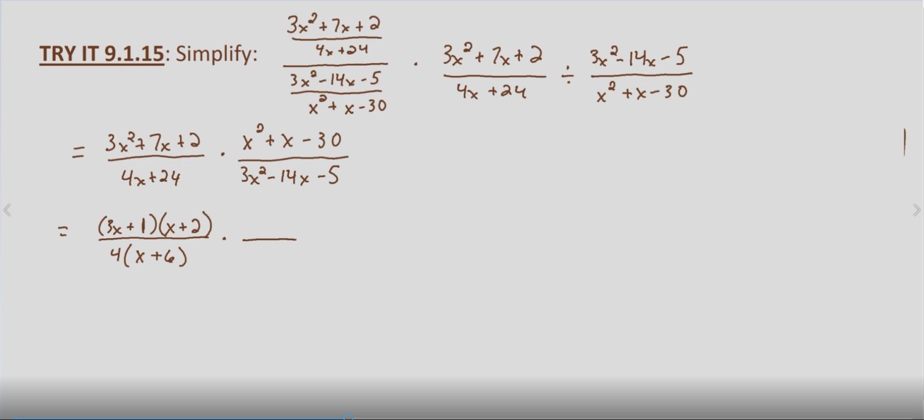Now we'll move on to our second rational expression, what we're multiplying by, which again is the reciprocal of what we were originally dividing by. So x squared plus x minus 30, will that factor? Are there any two values that will multiply to negative 30 and add to 1? Well, yeah, x plus 6 and x minus 5. 6 times negative 5 is negative 30, and 6 minus 5 is 1. So there's our factorization of that numerator.